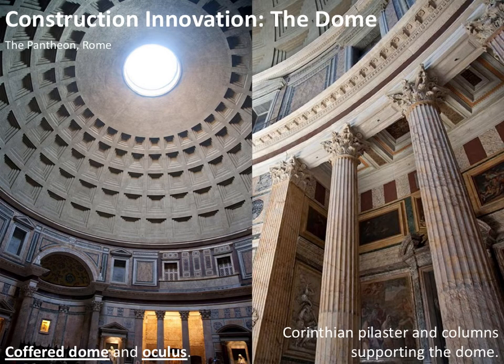So here on the left, we're looking up into the coffered dome, and there's a hole in the center. It's open to the elements. It rains inside this building. That's actually called the oculus, or the eye of the building. On the right in this picture, I'm showing you the Corinthian pilaster. There's a Corinthian pilaster, that square engaged pilaster, and then two separate columns holding up the curved lintel that then holds up the base of the dome itself.